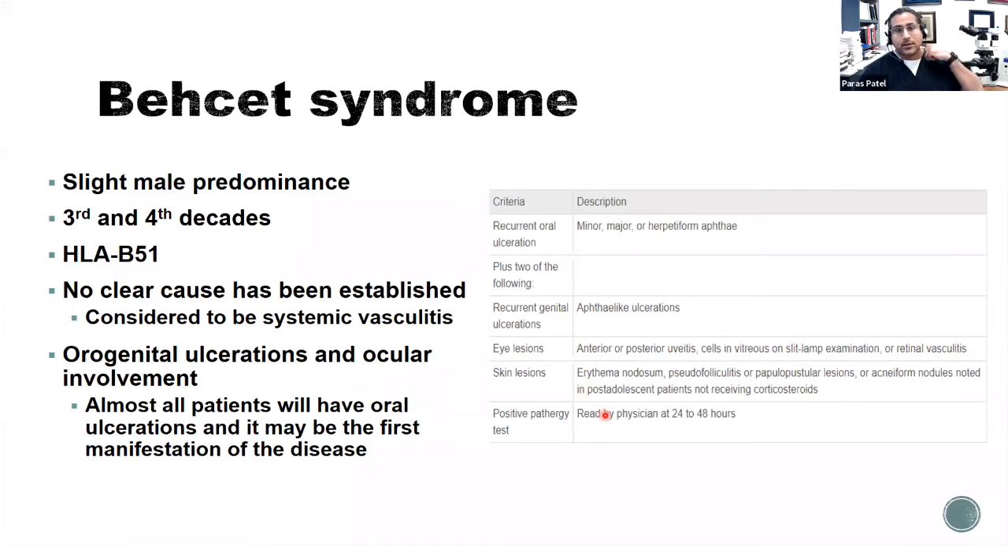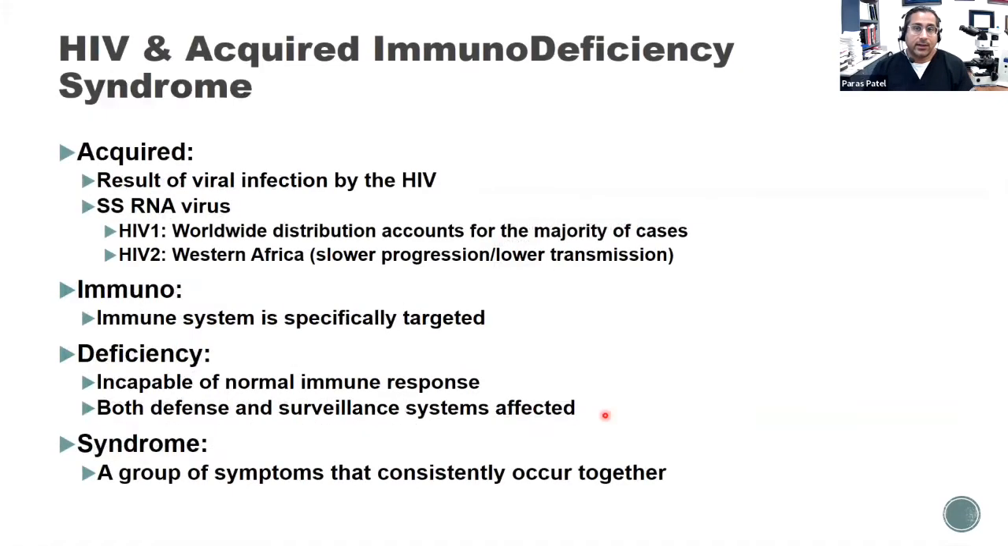Okay, so there's a handful of things that will present kind of like Behcet's in this setting with the oral ulcers, right? So moving on to HIV and AIDS, again, immunosuppression or an immune compromised state can also result in oral ulcerations. So speaking specifically about HIV and AIDS, what is AIDS? We all should know it's acquired immunodeficiency syndrome. It's caused by human immunodeficiency virus, right?